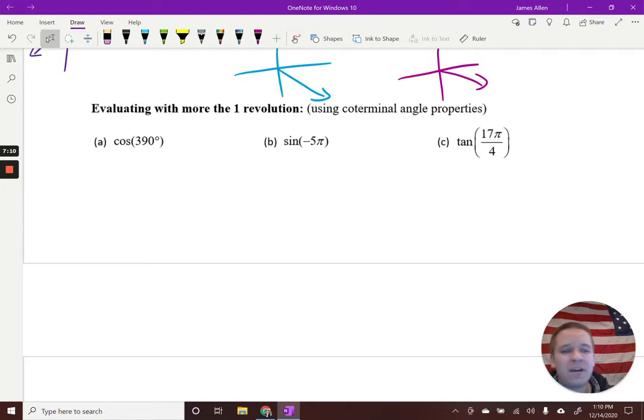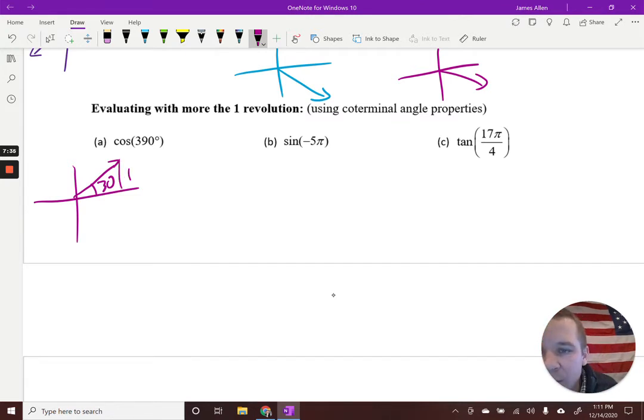All right, cosine of 390. Well, 390 is going to go, let's see here, let's draw it out. It's going to go a full rotation and then another 30, right? So I'm going to deal with this 30-degree reference, okay? Now, pending what you like to do, I'm a triangle man, right? I've been an honors geometry teacher for forever.